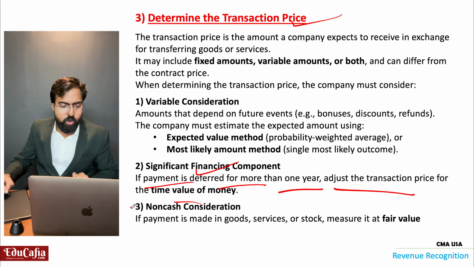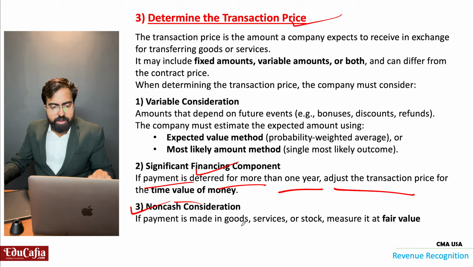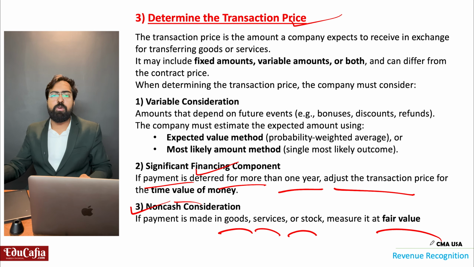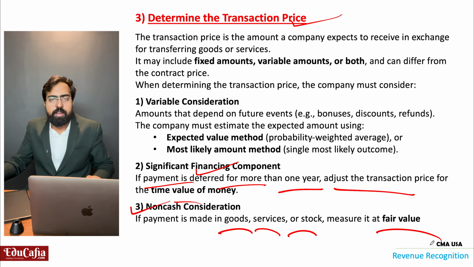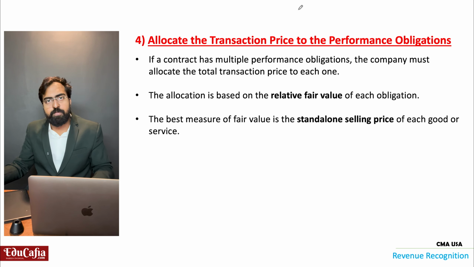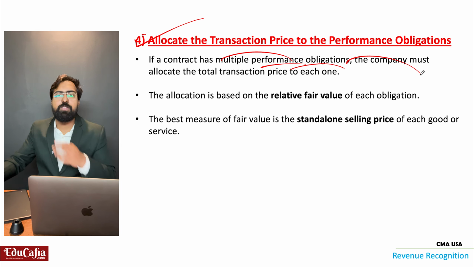If it is non-cash consideration, if we are not getting money, and instead of money we are getting goods, services or stock, we have to calculate the fair value of that. Contractually, it is 1 lakh, but if they are giving us goods or stock and the fair value of that is 95,000, that is the transaction price. So we have to determine the transaction price. Then we have to allocate the transaction price to the performance obligations.